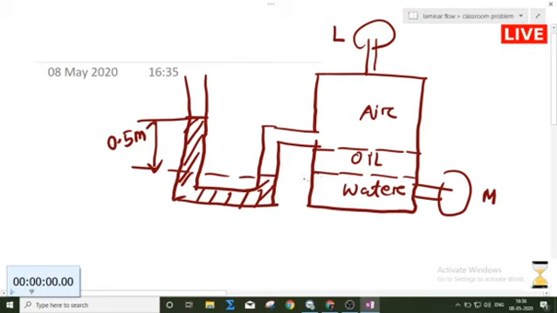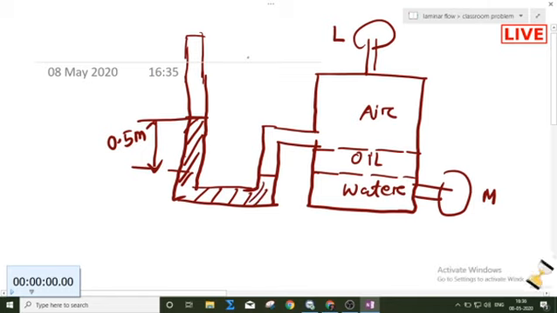Here there will be vaporized mercury. This U2 manometer has been closed right over here. Here the mercury vapor will be there, the mercury is in a vaporized state.